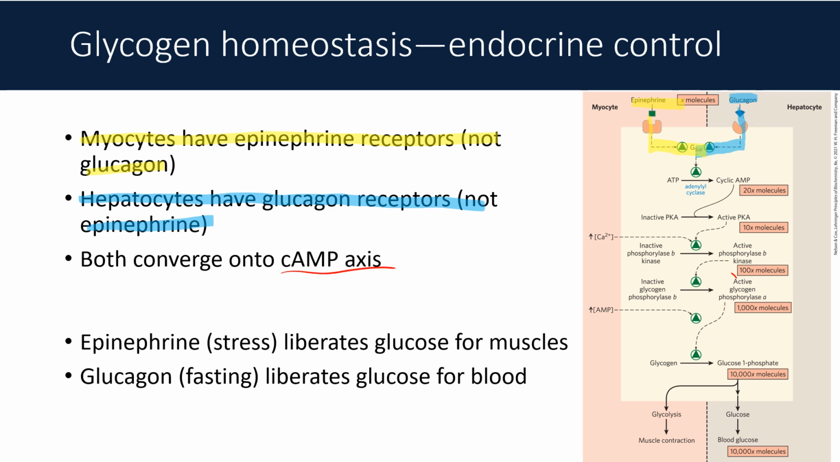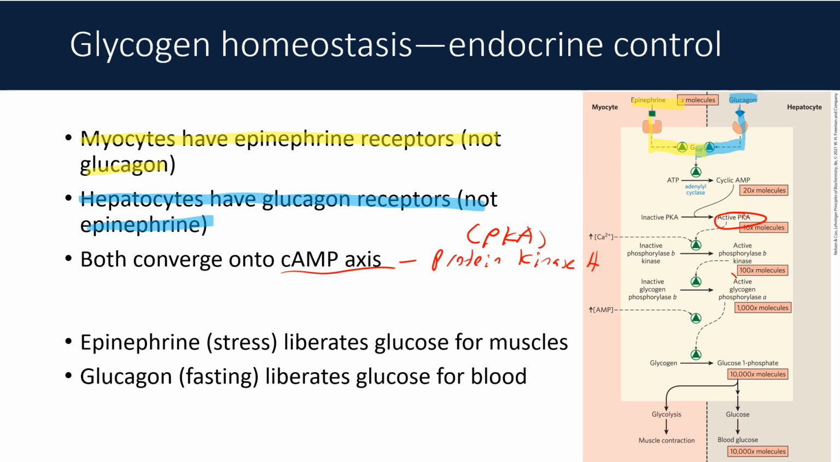And this is the meme-worthy part of the lecture. The cyclic AMP axis, what it does is activate protein kinase A, which is called PKA for short. That is all caps, different from the acid-base pKa.